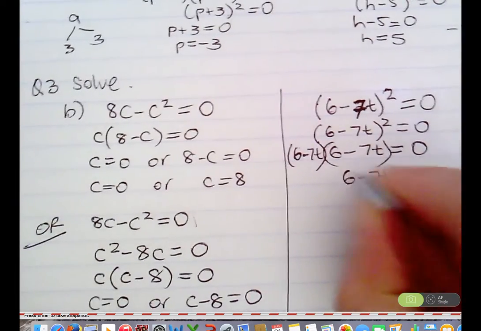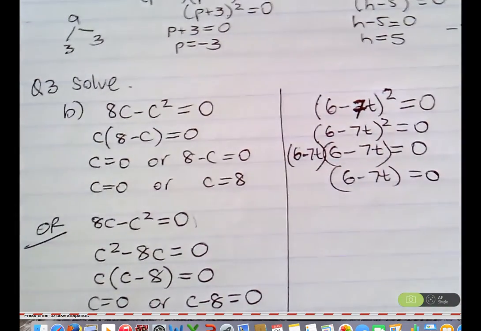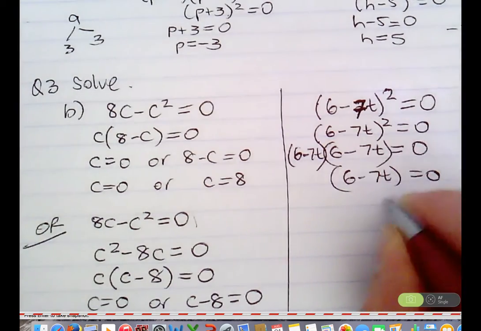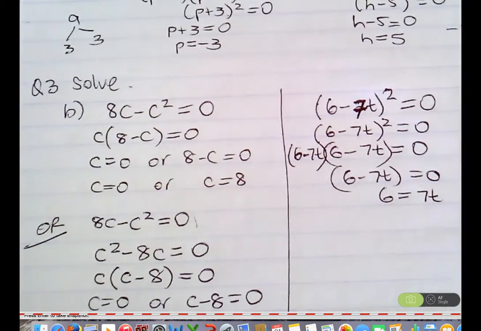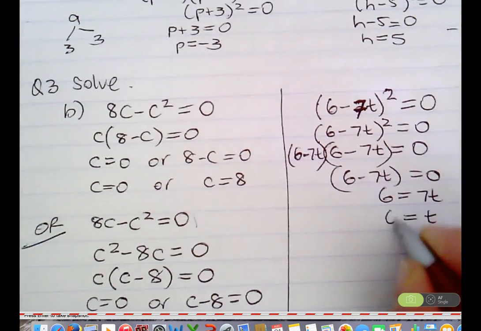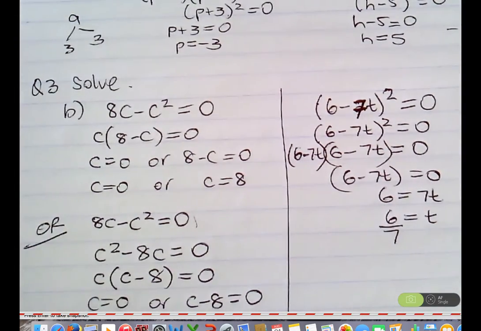So therefore, 6 minus t is 0. Now, what do you want to do? Wouldn't you do 6? Take it out of the bracket. Yeah, you can. Wouldn't you put 7t equals 0? Can you take that 7t to the other side? I don't want negatives. Yeah, equals 6 over. So therefore, t is? I prefer it like that.